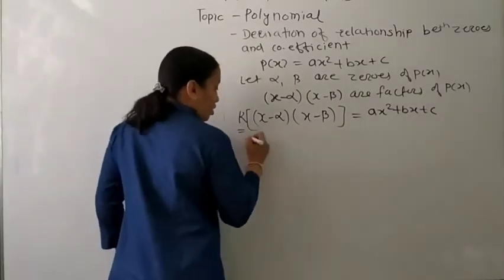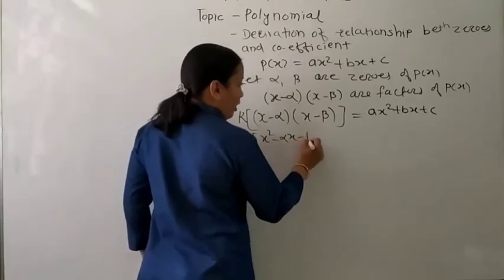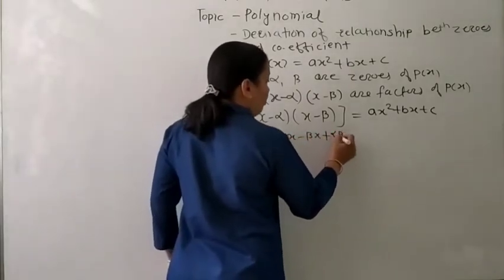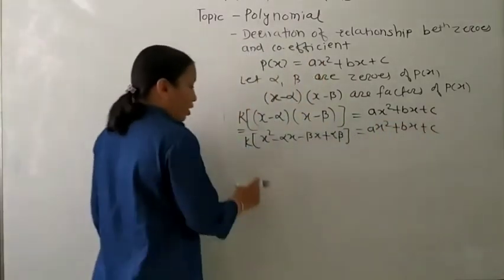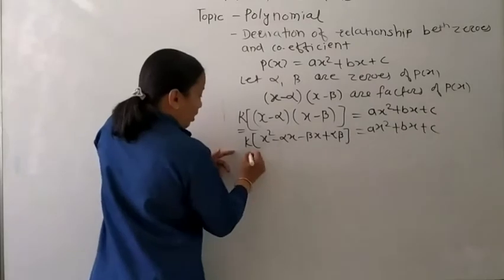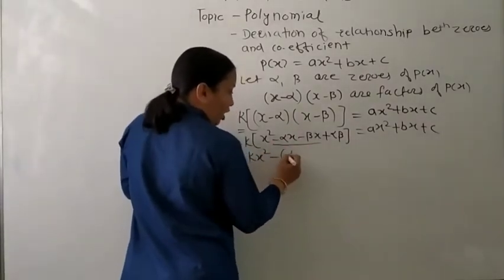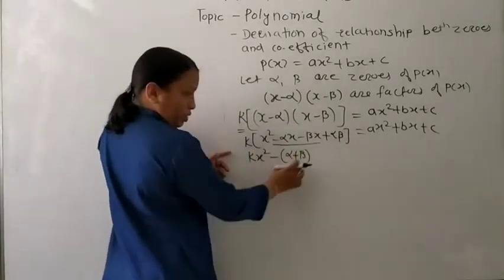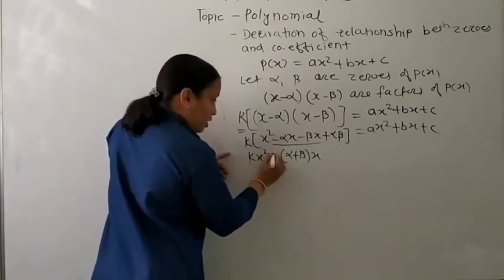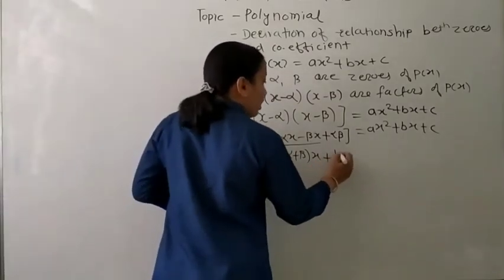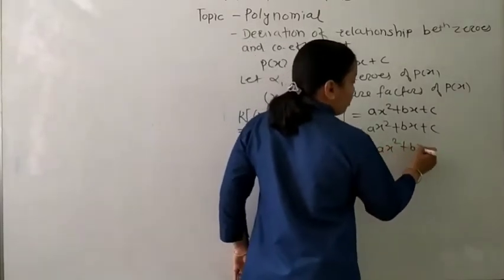Now simplify this bracket. What you will get: x square minus alpha x minus beta x plus alpha beta, bracket complete, equals ax square plus bx plus c. Now if you multiply this k, it will be k x square minus k times alpha plus beta, taking alpha plus beta common, into x, as k is multiplied to all, plus k alpha beta is equal to ax square plus bx plus c.